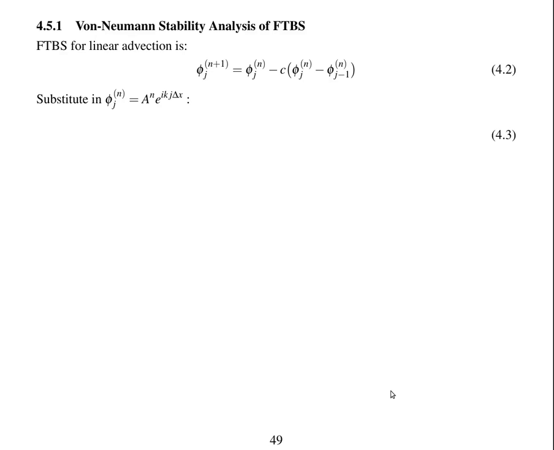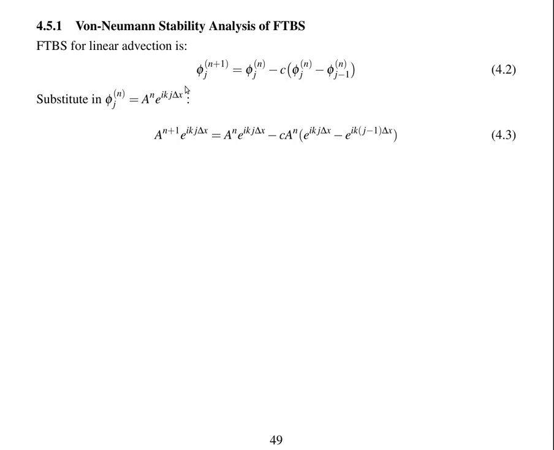So let's try this out on the forward in time, backward in space scheme. This is a reminder of the equation for the forward in time, backward in space linear advection scheme. We're going to substitute in phi j n is equal to A to the power n, e to the power i k j delta x. I'm going to be working through this and I'd like you to see if you can stay a step ahead, so pause the video if needed to see if you can do the next line before I show it.